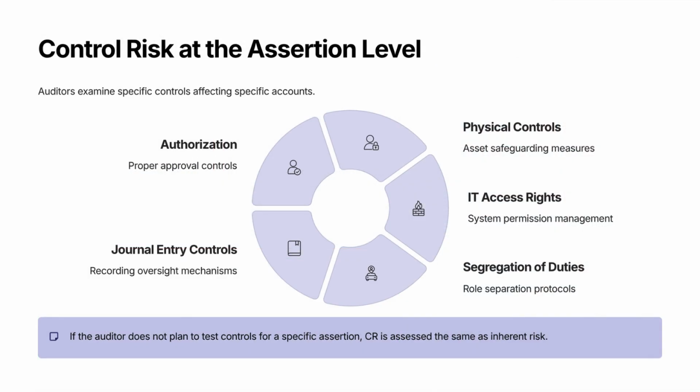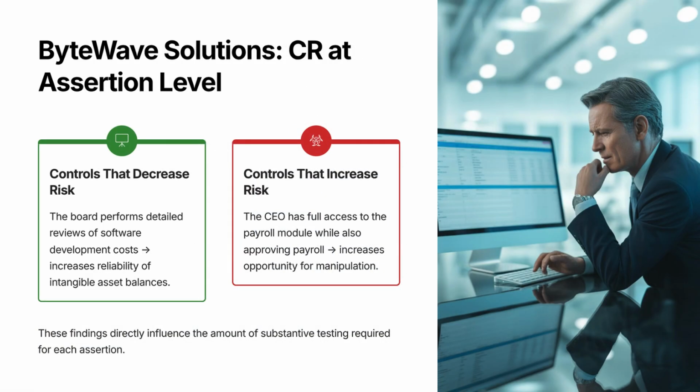At this level, auditors look at specific controls affecting specific accounts, including authorization controls, physical controls, IT access rights, segregation of duties, controls over journal entries, controls addressing significant risks. If the auditor does not plan to test controls for a specific assertion, then CR is simply assessed the same as inherent risk. Here's what the auditor identifies.